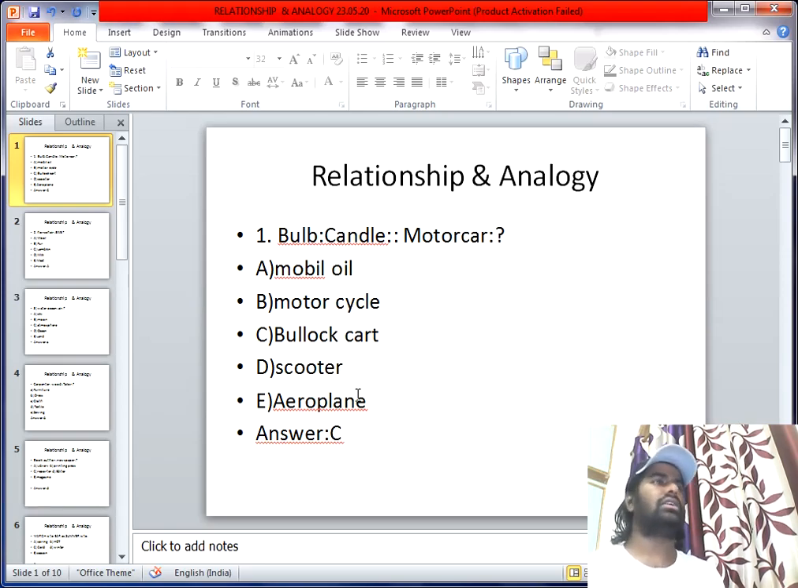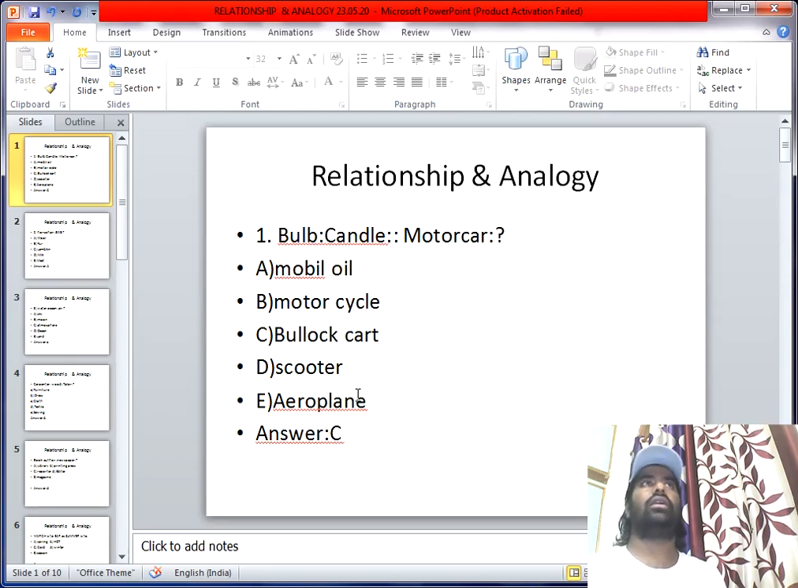So the first one is bulb, candle, motor car. What is next? Means the fourth one, the combination. So what does it indicate? Whenever you encounter a problem like this, you need to see the relation. Okay, bulb and candle, how are they related?